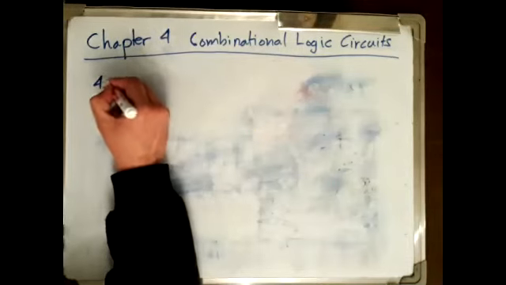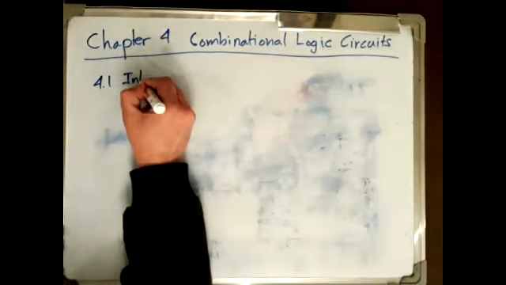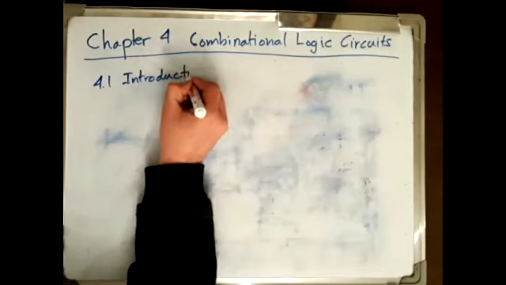So let's start with a very simple introduction. What is a combinational logic circuit? A logic circuit implies a digital circuit composed of digital logic gates: AND, OR, NOT, NOR, NAND, XOR, XNOR, and all these gates that we know. However, these gates are arranged and connected to each other such that the resulting circuit is called combinational.